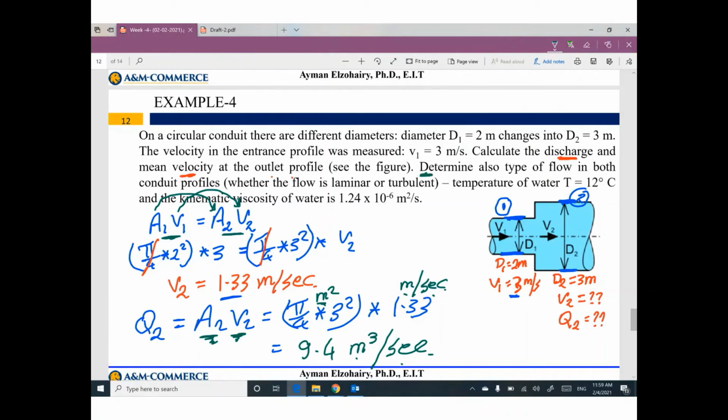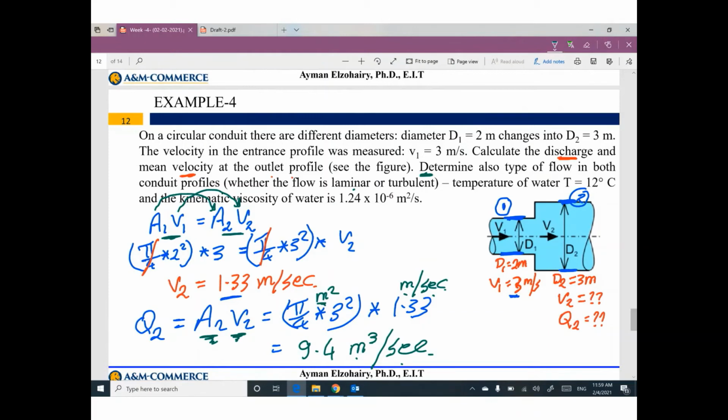The second part of the problem. Determine also the type of flow in both conduit profiles. I'm sorry, what do you mean by type of flow? Whether the flow is laminar or turbulent flow.